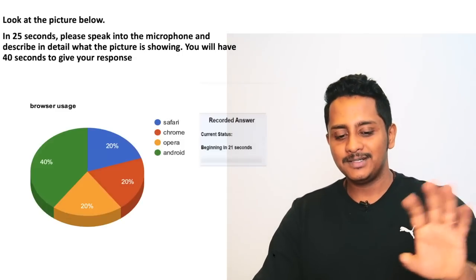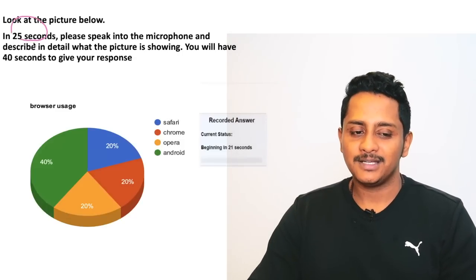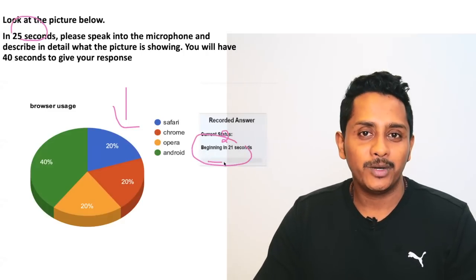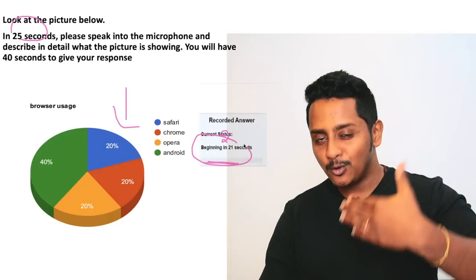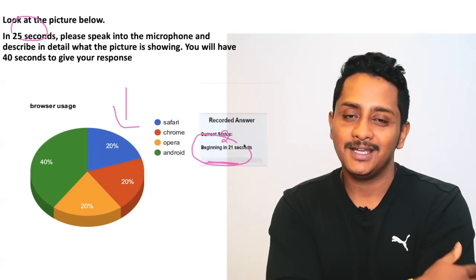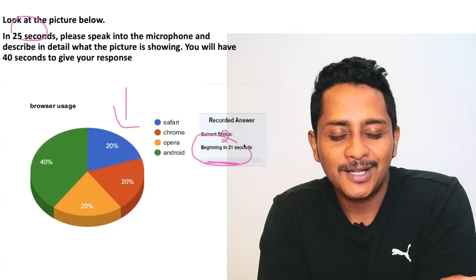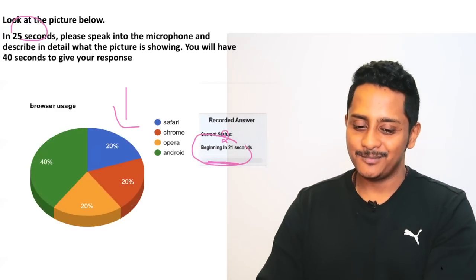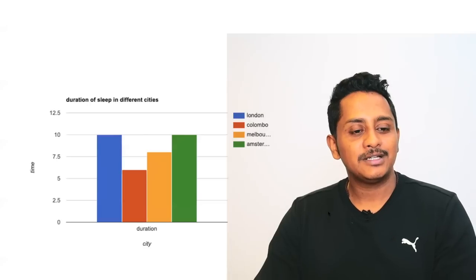An image will be given something like this and they'll give you 25 seconds to look into the image. Once 25 seconds is over, you're supposed to start speaking. 40 seconds will be given. How long do I need to speak? 20 seconds is enough. This is not a priority module. How to speak, everything, we will just talk.